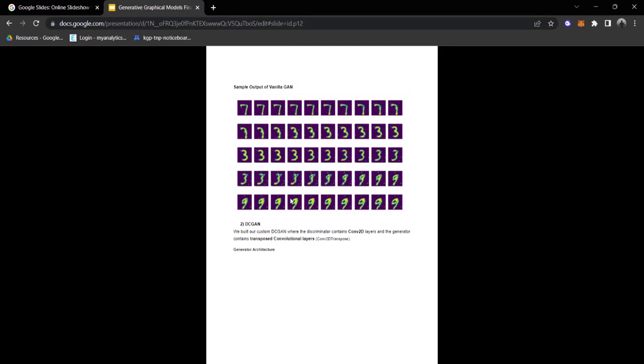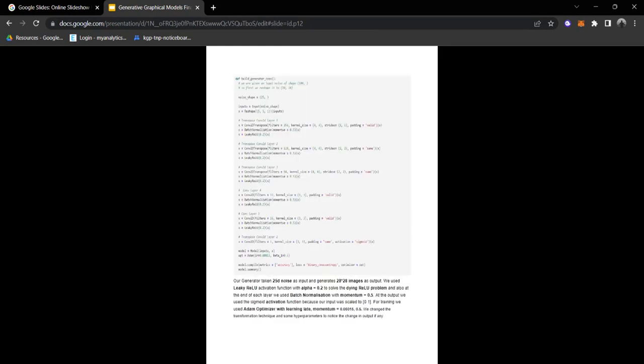In the vanilla GAN, we used only dense layers. So now we try to use convolutional layers in the second part. We built our custom DCGAN where the discriminator contains 2D convolutional layers and the generator contains transpose convolutional layers. Now let's see the architecture.